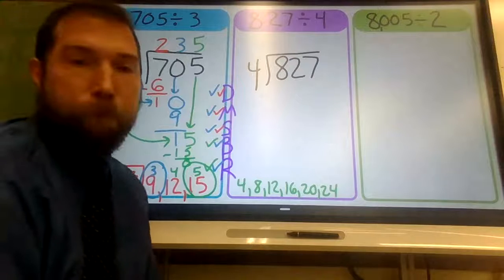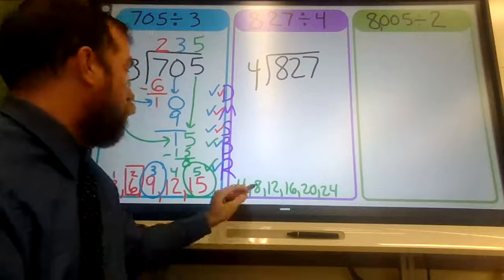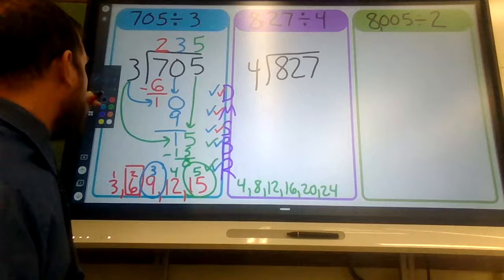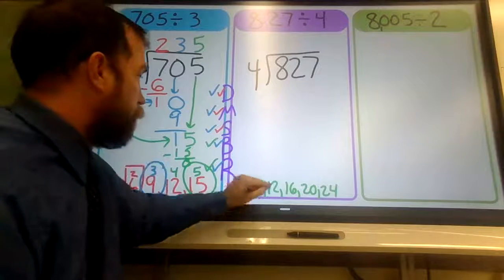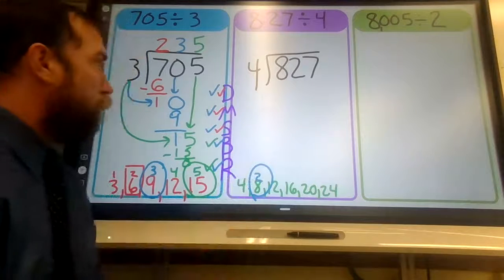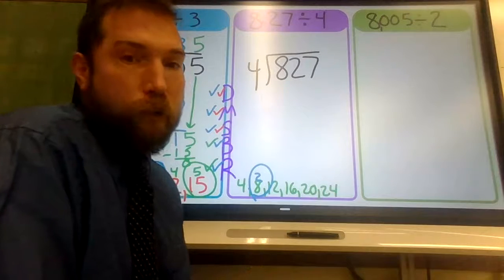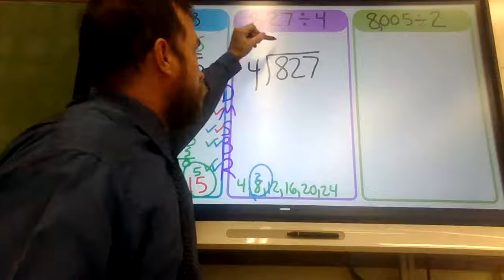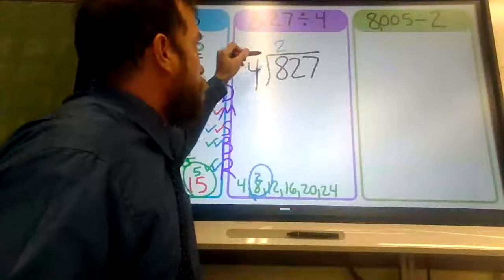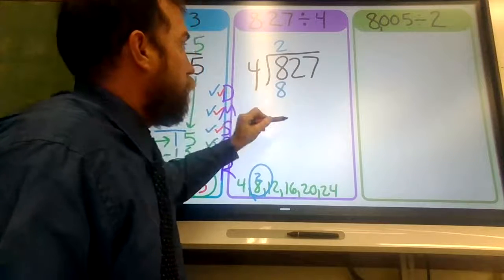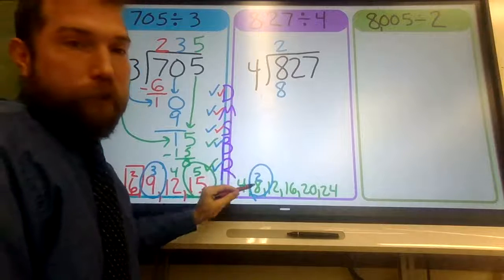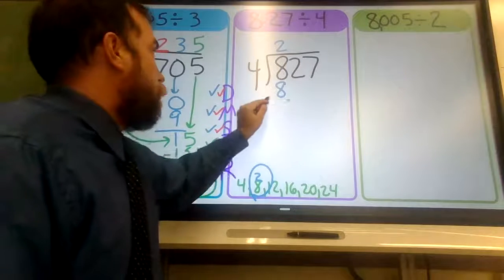Okay. I can make 2 whole groups. I'll switch color. I can make 2 whole groups of 4, which is all 8 of them. So again, 8 is a multiple of 4, or 4 is a factor of 8. So the 2 goes up top. The 8 goes underneath. That's just these 2 numbers. And then there was 0 left.